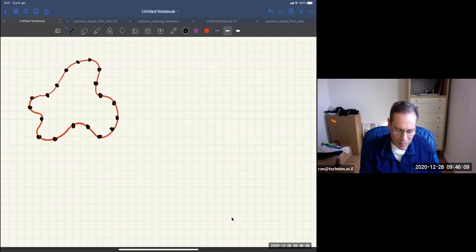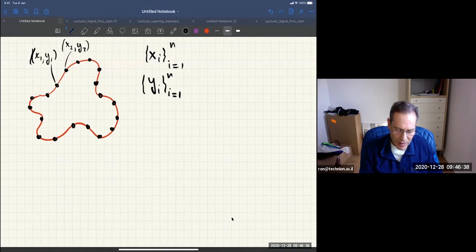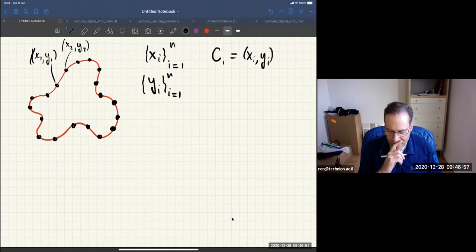You can think of them as two vectors. One of them would be x_i, where i goes from one to N. And the other one would be y_i, where i goes from one to N, where x1, y1 would be, for example, this guy. This would be x2, y2, et cetera. So this is my set of points that represents a planar curve. And usually a curve is denoted as C, where C_i represents the couple x_i, y_i. So this is the input to the problem.